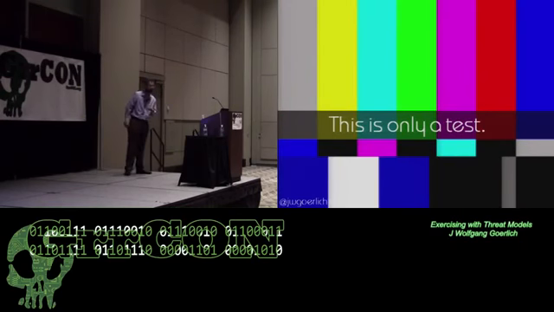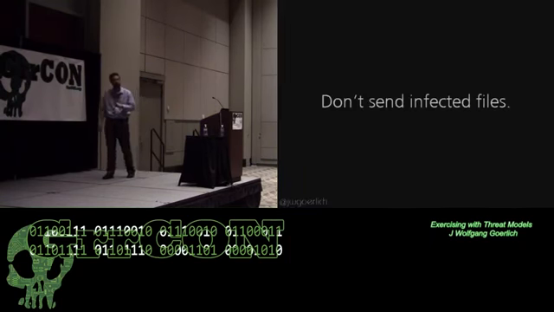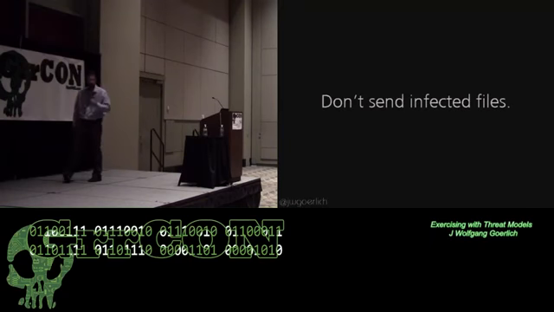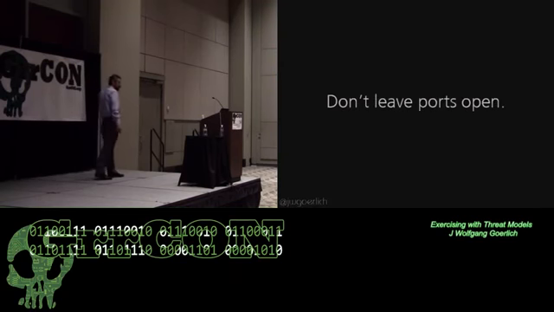We want to do these in a low risk way. We want to maintain buy-in so we can do them quarter after quarter. So that means don't send infected files. If your threat model is, hey, they're going to go after the CFO's files, don't go after the CFO's files. Don't leave ports open. I've seen that happen, right? Because we're going to reduce some of those controls so we can follow the full path.